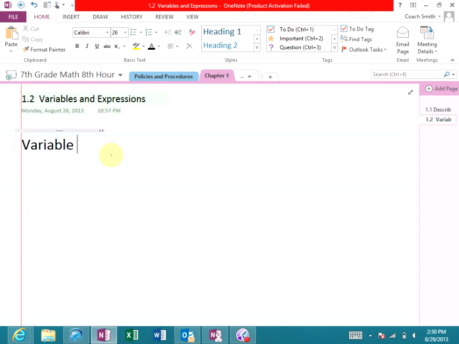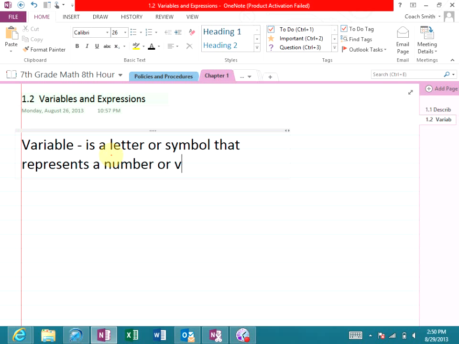Let's talk about variable. Okay, a variable is a letter or symbol that represents a number or value.